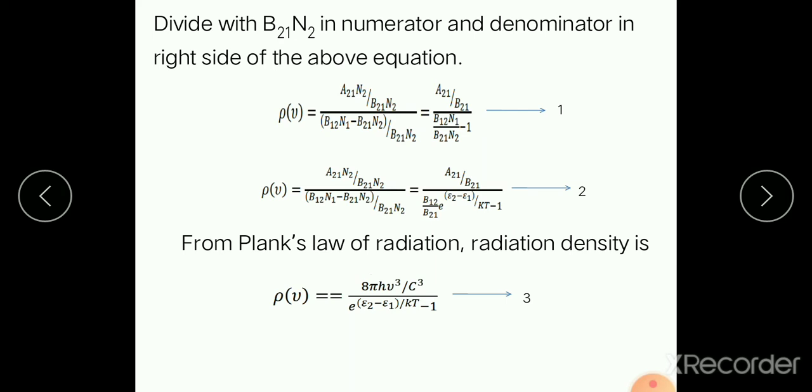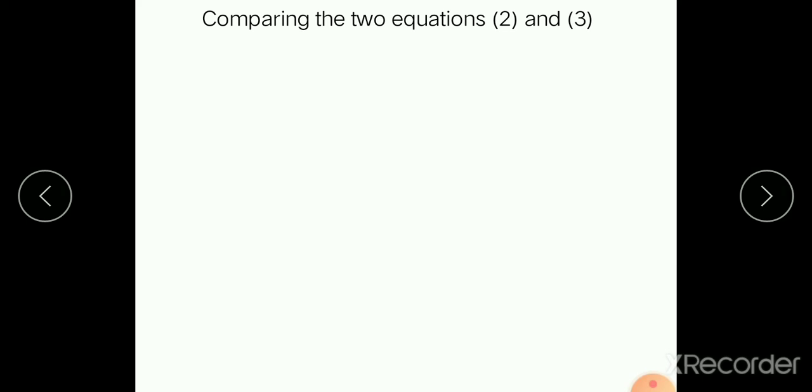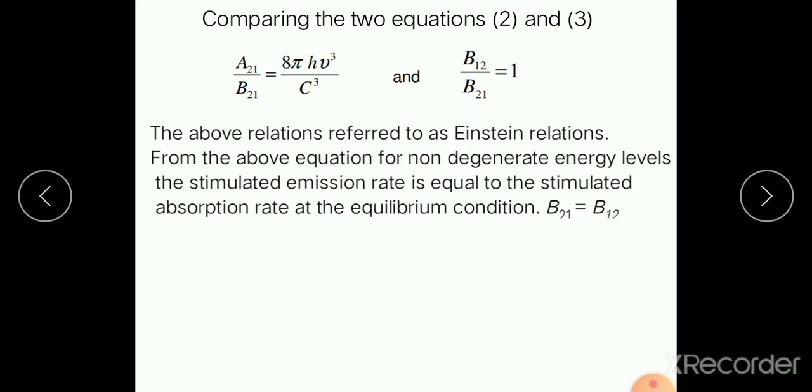And from Planck's law of radiation, we have this radiation density, that is nothing but the photon density, and this is also photon density. So we can compare equation 2 and equation 3. Comparing equation 2 and 3, we will get A21 divided by B21 is equal to 8 pi h nu cube divided by c cube, and also B12 divided by B21 is equal to 1. The above relations are referred to as Einstein relations.